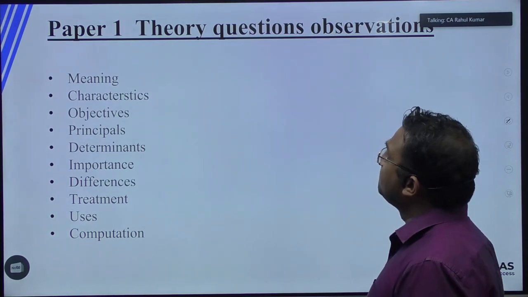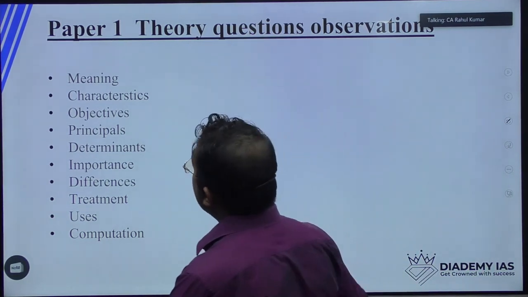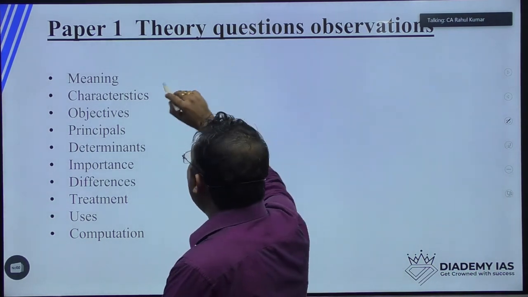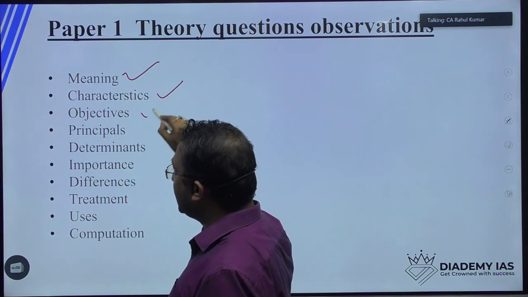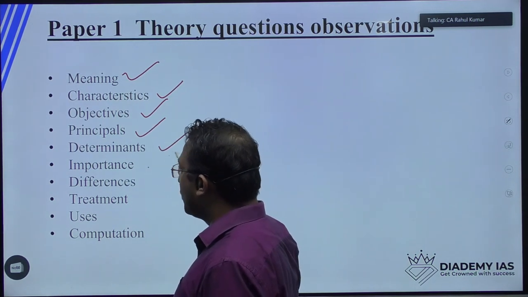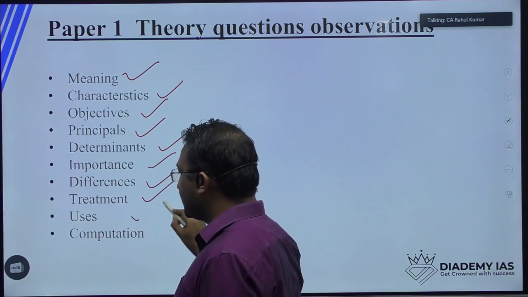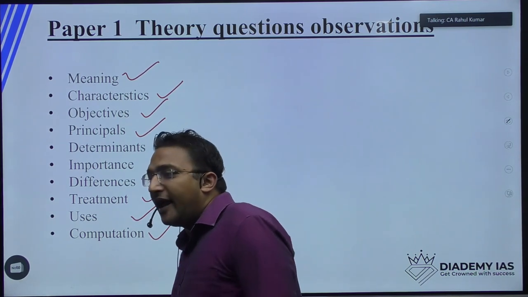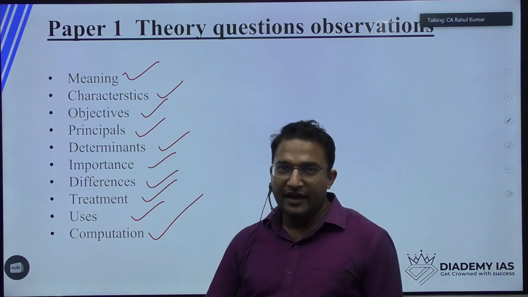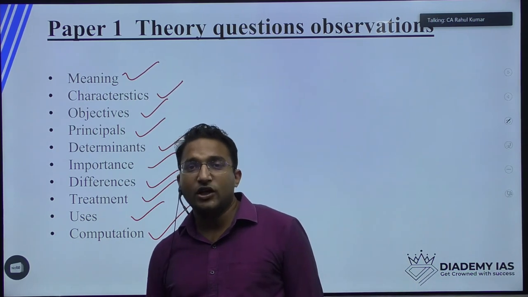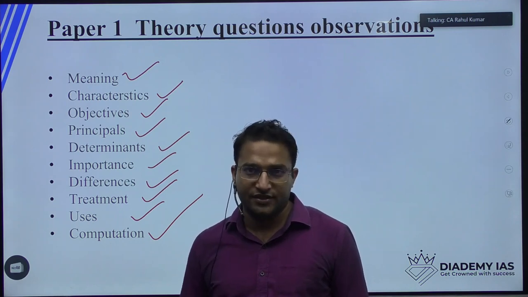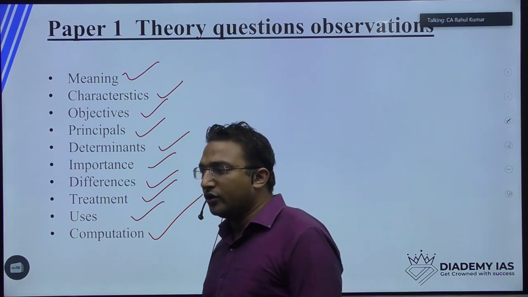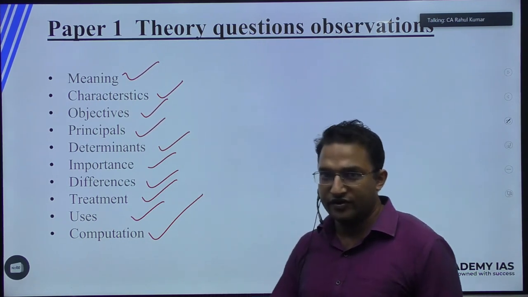In Paper One, basically, the type of words they're using is meaning, characteristics, objectives, principles, determinants, importance, differences, treatment, uses, and competition. So in every question, in every topic, try to incorporate these dimensions in your answers, okay?